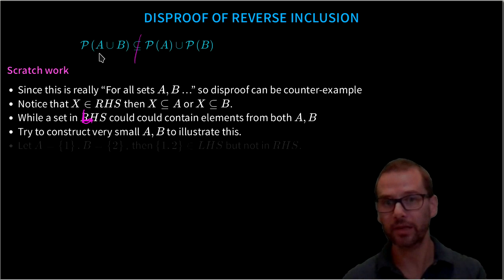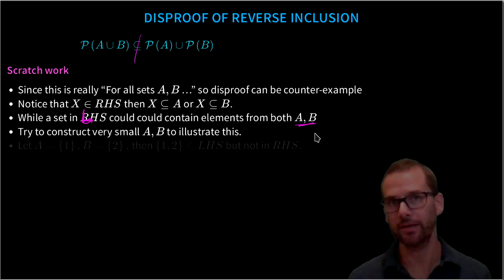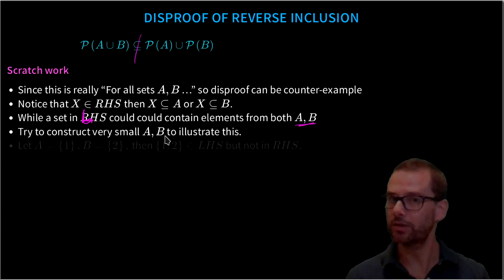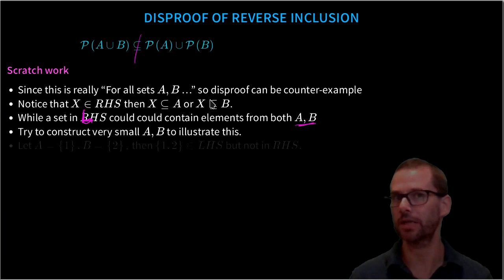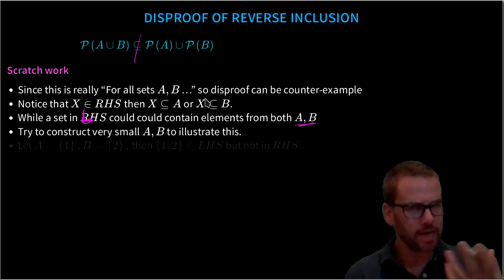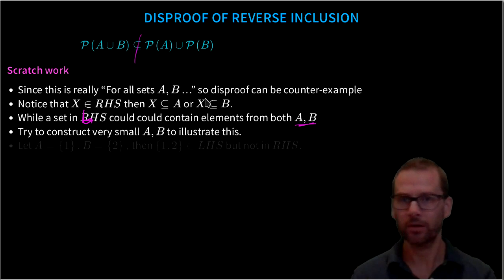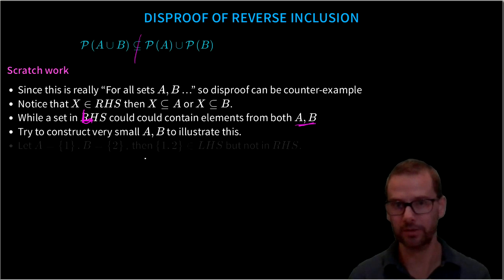But if we pull something out of the left-hand side, that set that we pull out of there could contain elements from both A and B, which cannot be the case of the thing on the right-hand side. So we can try to construct a very small counterexample to make this work. And indeed, that's what we should do when we try to make counterexamples: we might get one that works, and then we should look to see if we can make it even simpler. Okay, so we can construct a very small counterexample here.